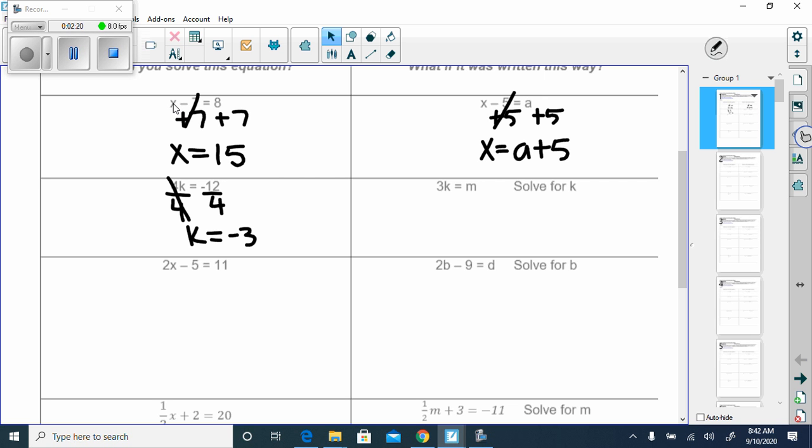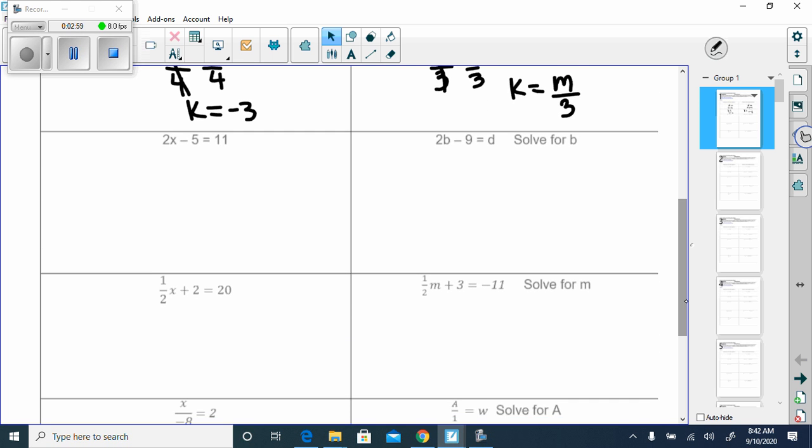It's the same idea, even if we have two variables. It tells me I'm solving for k, so I want to get k by itself. How do I get rid of the 3 in front of it? So now I have k equals, can I actually divide m by 3? So I'm just going to leave it as m over 3. Okay.